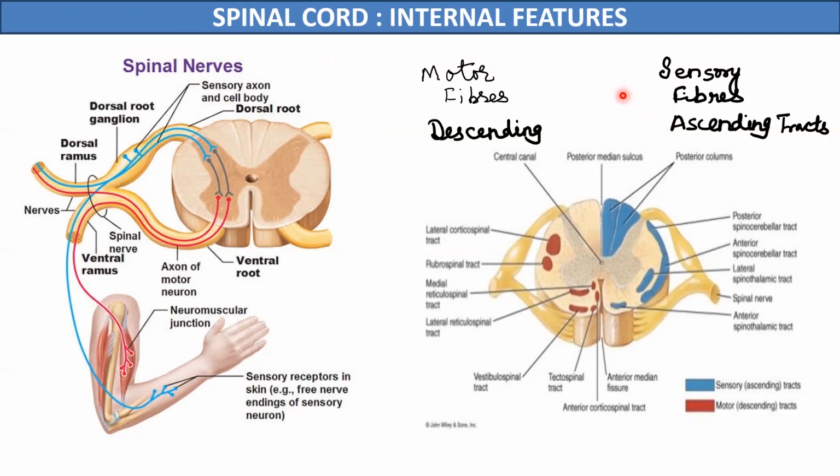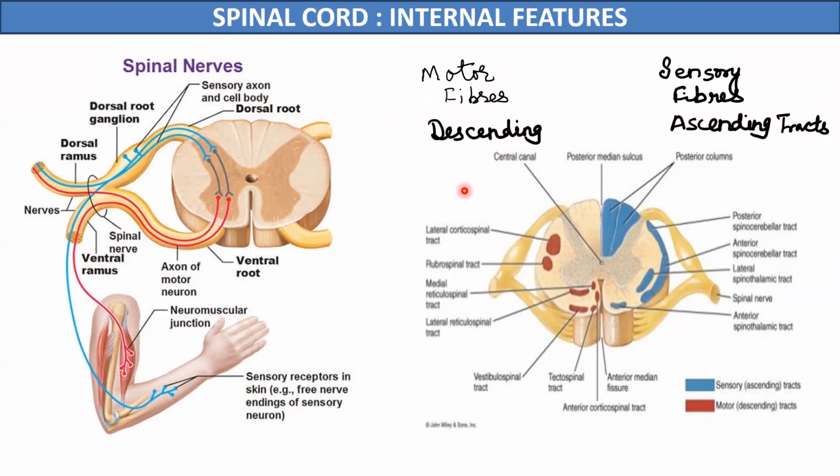The third type of fibers which are present in the white matter are the motor fibers, and these motor fibers form the descending tracts of the spinal cord, and they descend from the higher centers towards the spinal cord. We will study these ascending and descending tracts in the later part of the lecture.